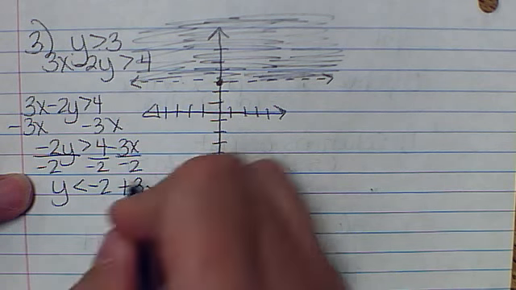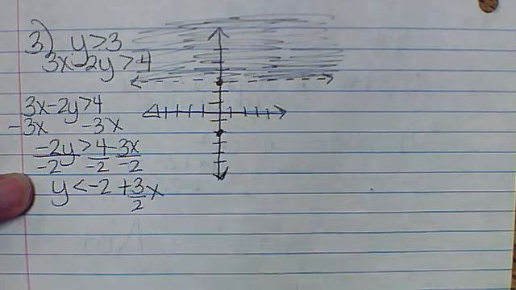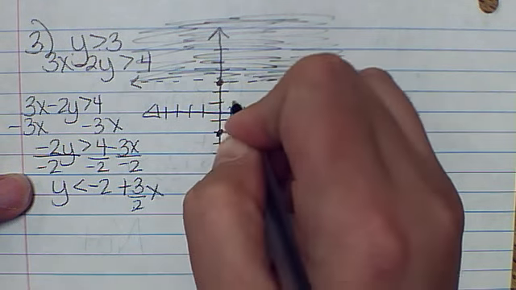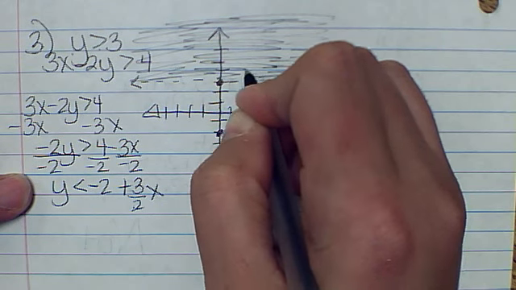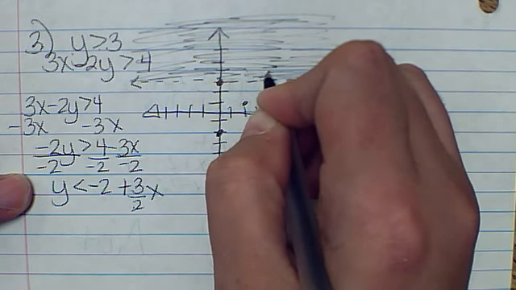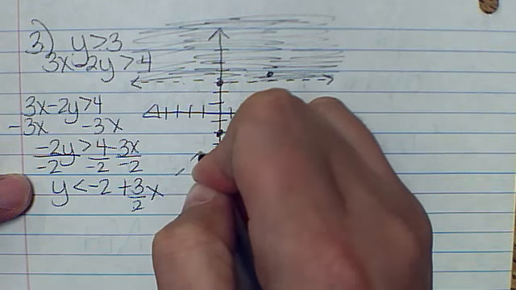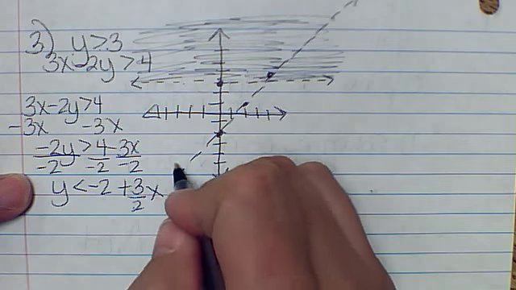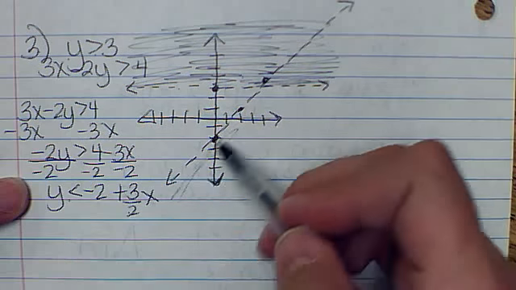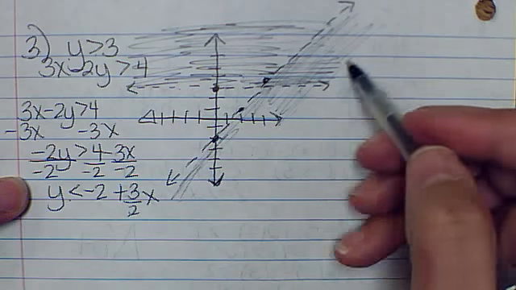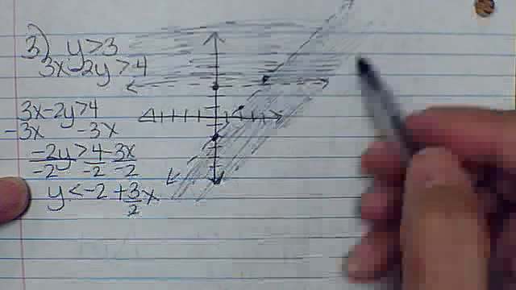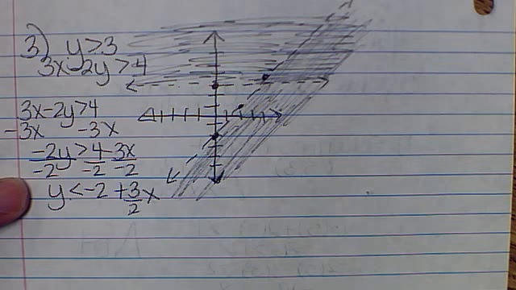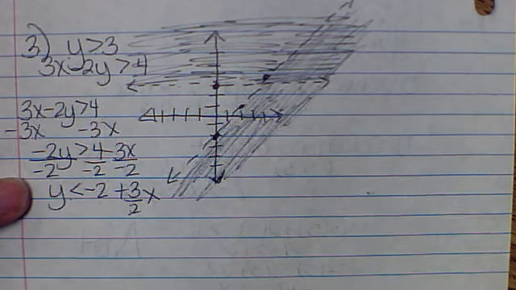So when I graph, I start at negative 2, because that's my b. My slope is 3 over 2, so up 3 over 2. Up 3 over 2. And again, I connect with a dotted line. And it's a less than sign, so I shade below. And you can see that area right there is the double shaded area, so that's where all my solutions are.